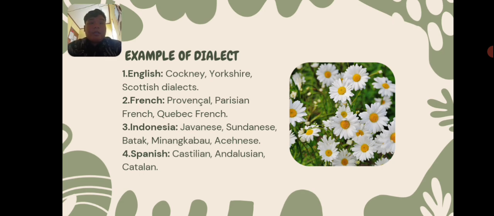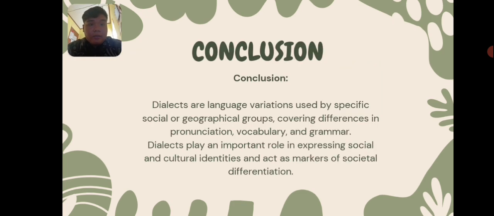And these are some examples of dialect. In English, there are Cockney, Yorkshire, and Scottish dialects. Second is French: Provençal, Parisian French, and Quebec French. The third is Indonesia: Javanese, Sundanese, Batak, Minangkabau, and Acehnese. The fourth is Spain: Castilian, Andalusian, and Catalan.